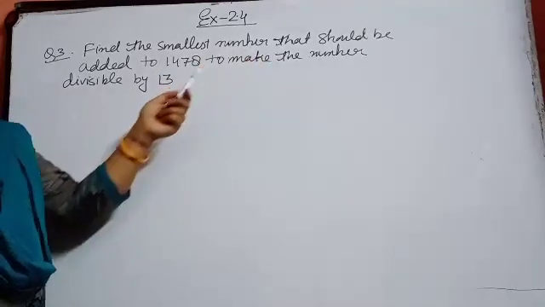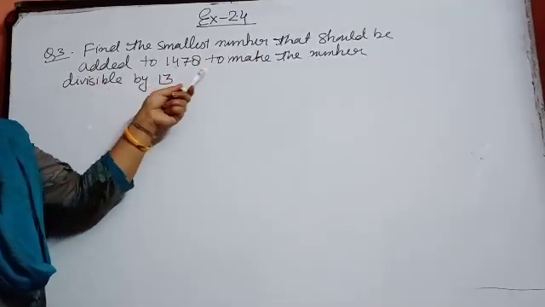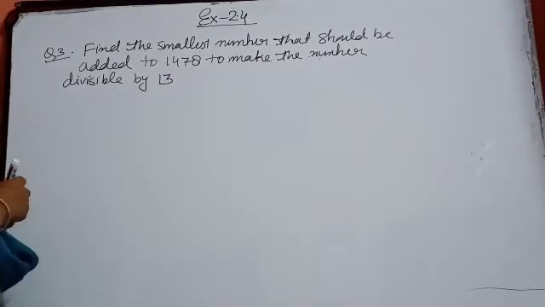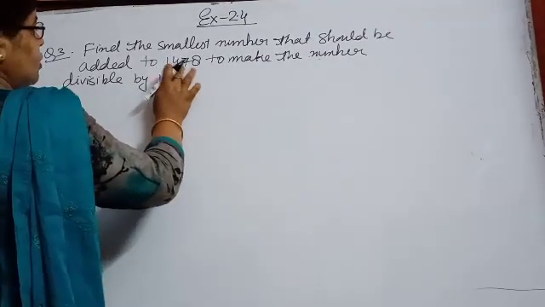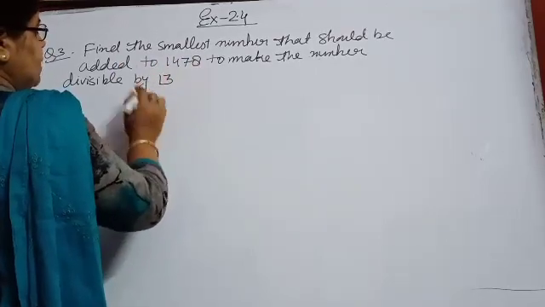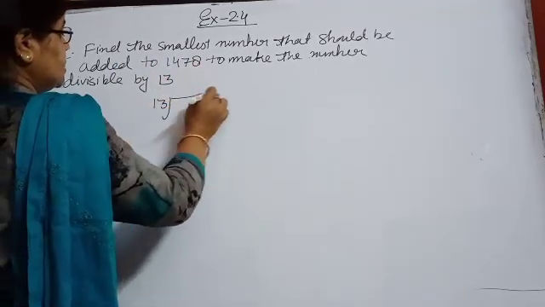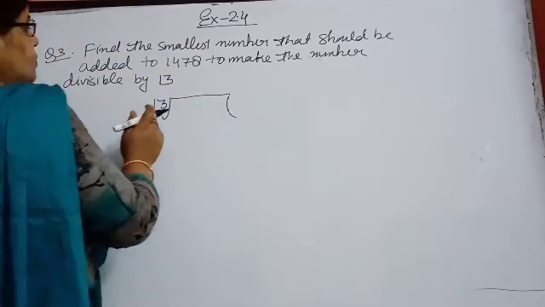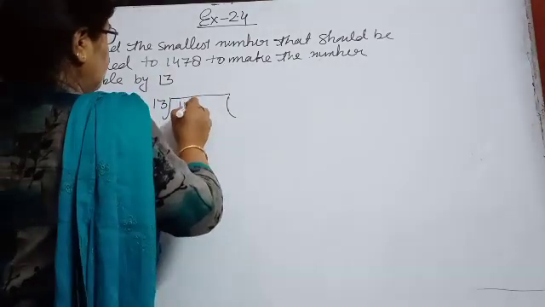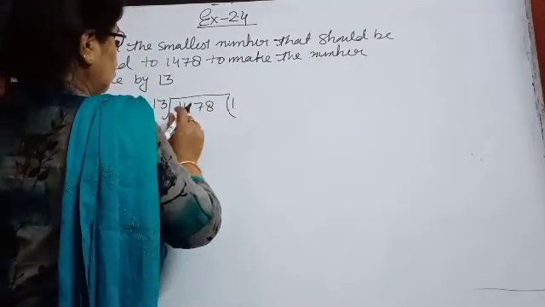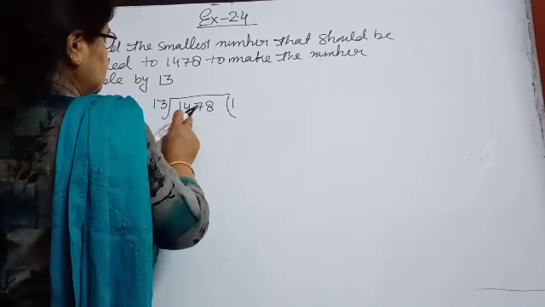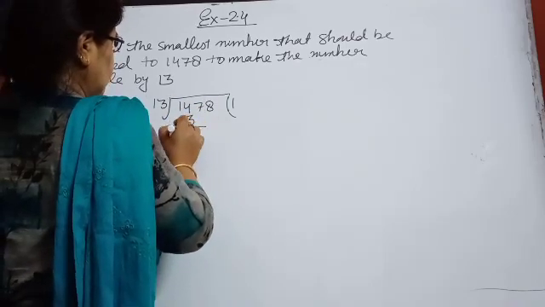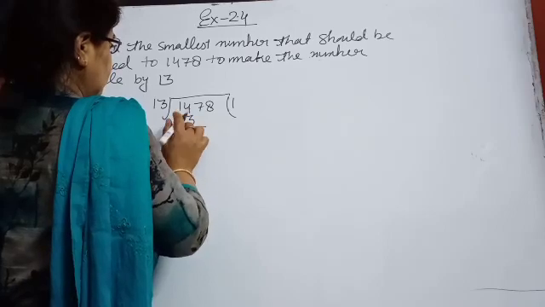Find the smallest number that should be added to 1478 to make the number divisible by 13. Okay, see how we will do this question. First of all, we will divide 1478 by 13 and check how much less it is for the divisibility of 13. Okay, see, 1478: in 14 we will make the first division, 13 1 ja 13, 1 remains.